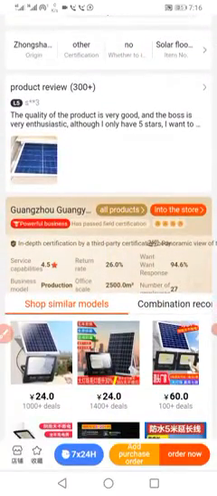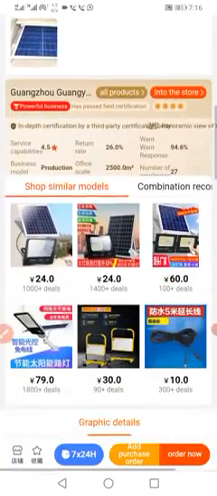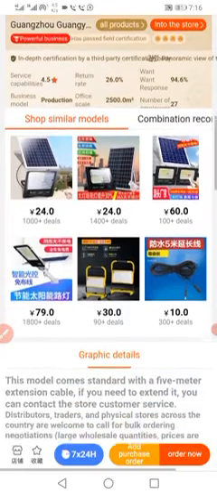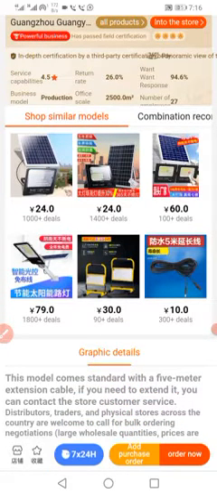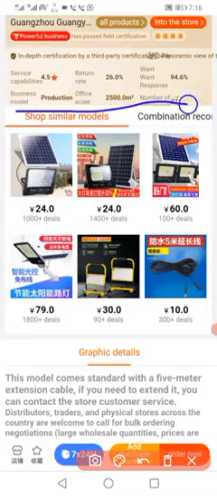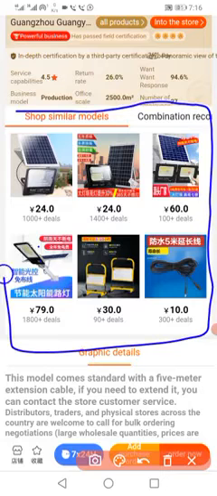Now the first thing to check out is the second thing. The first thing was the number of transactions which this manufacturer has. Now the second thing is the shop similar model, which is here. This place is the second thing to look out for.